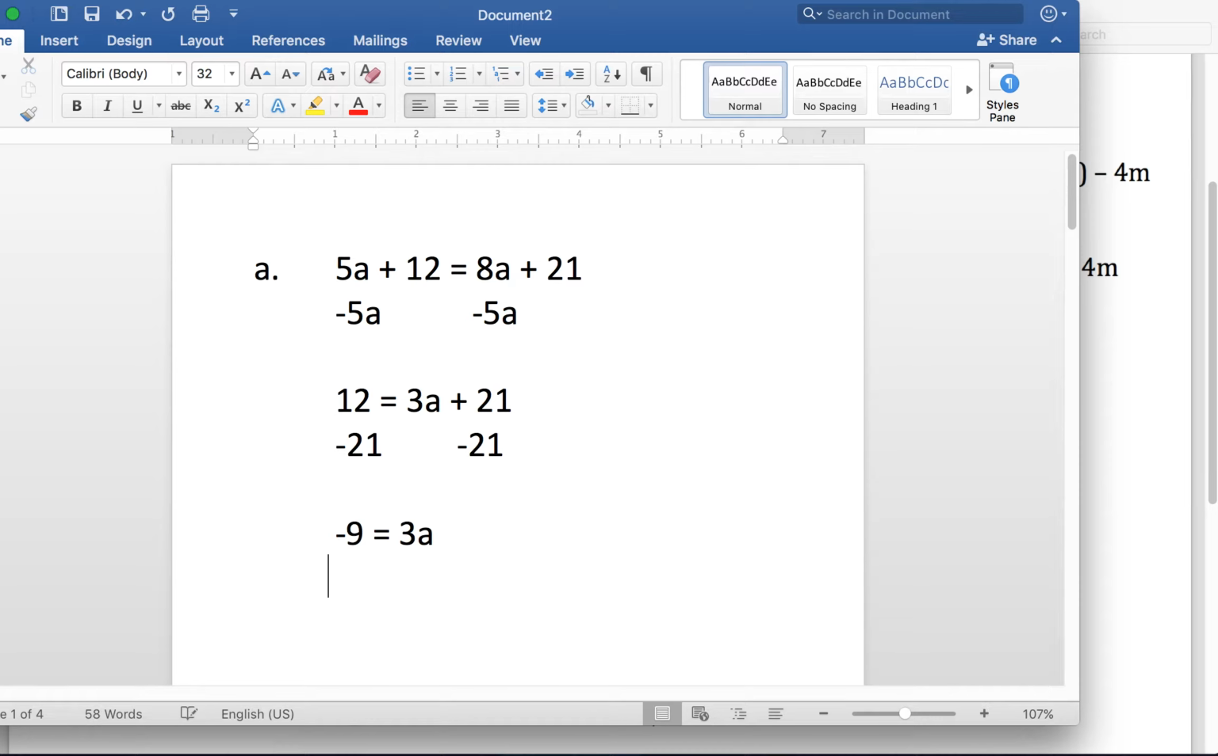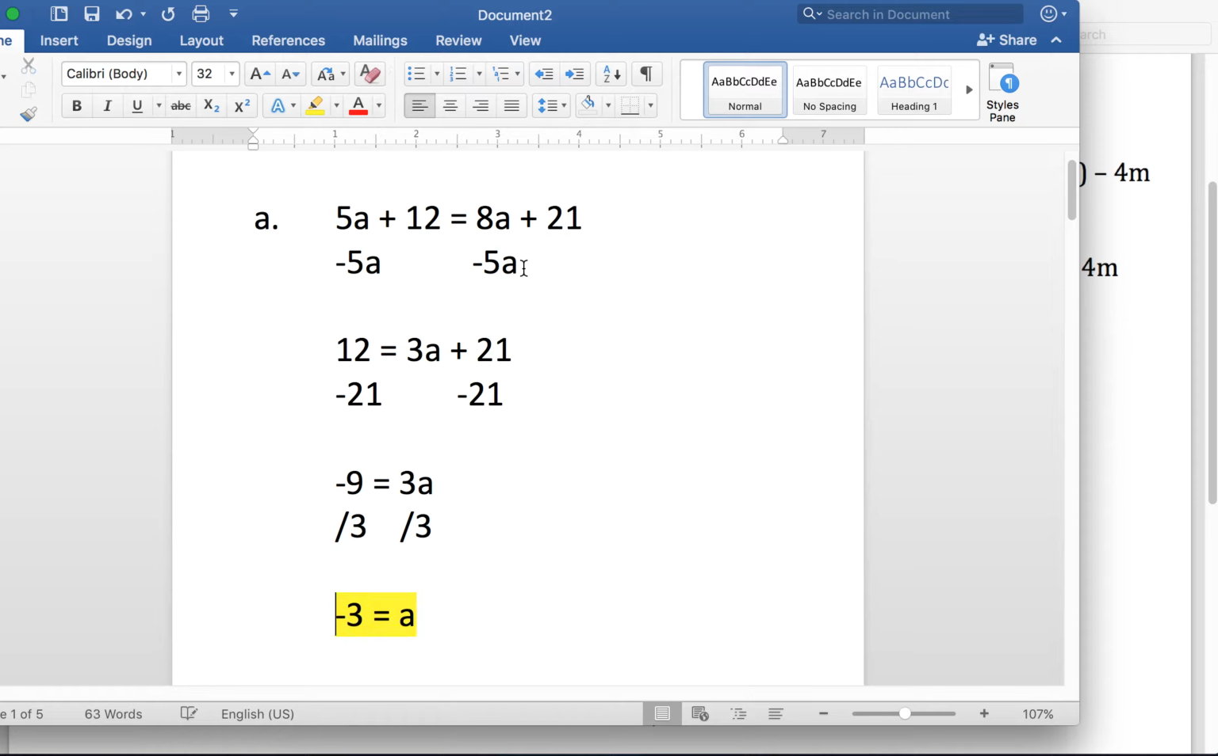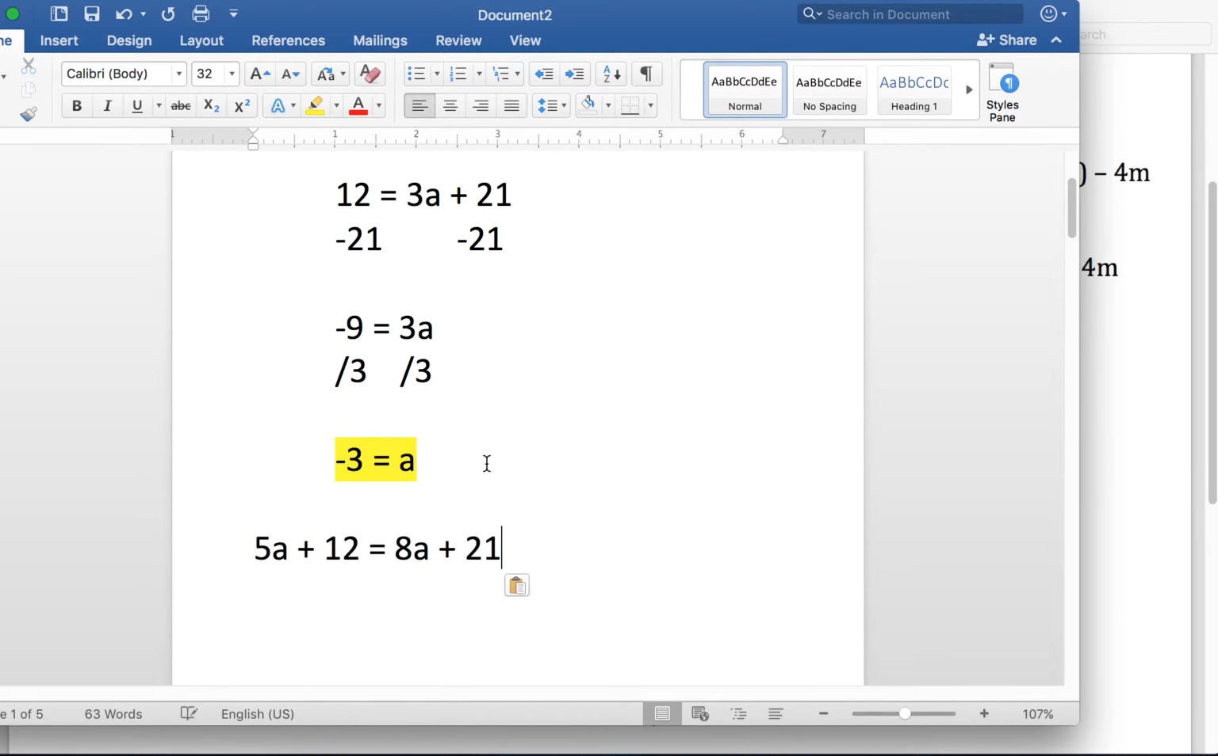Final step is divide both sides by 3. And we're going to get our answer, a equals negative 3. Now if we plug this in up here, it should work. Let's test it out.